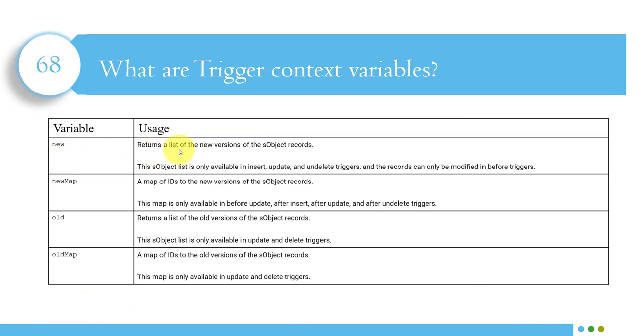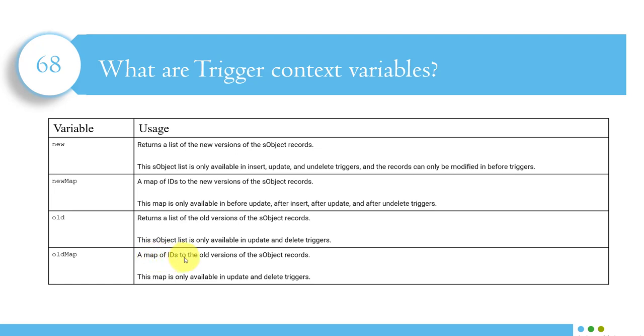And there are a few more, like Trigger.new. new returns the list of new versions of the sObject records. Trigger.new is available only in insert, update, and undelete triggers. newMap is available only before update, after insert, after update, and after undelete. Don't worry about this, I will explain in a moment what is available where. Trigger.old returns a list of old versions of the records. Trigger.oldMap is only available on update and delete triggers. It is not at all available on inserts. Just bear that in mind.